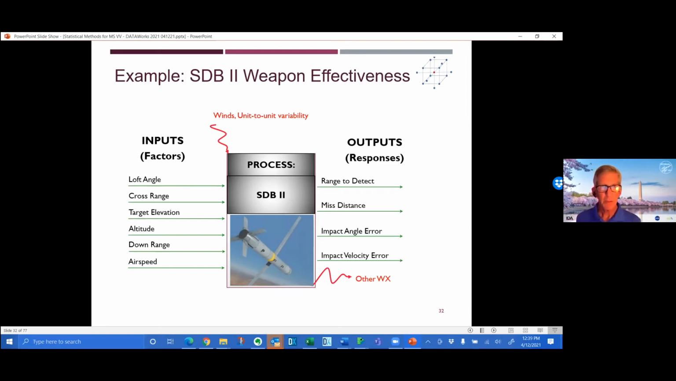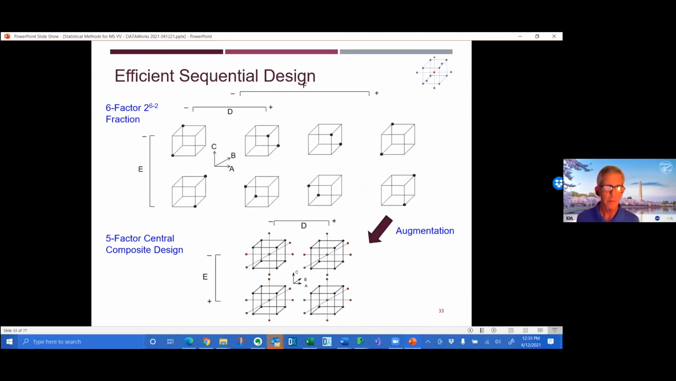And then things that we're going to measure on the output side. And the thought behind this is we're going to run some simulation runs. We're going to run some live testing, and we'd like to compare the two. And we want to be very, very efficient and effective, right?